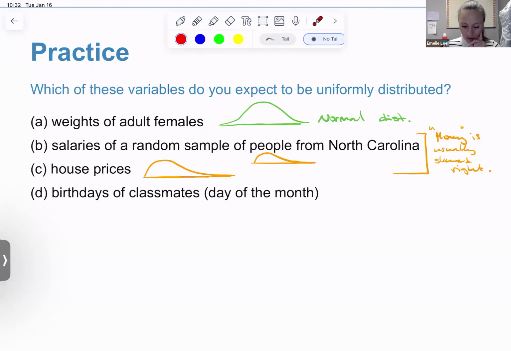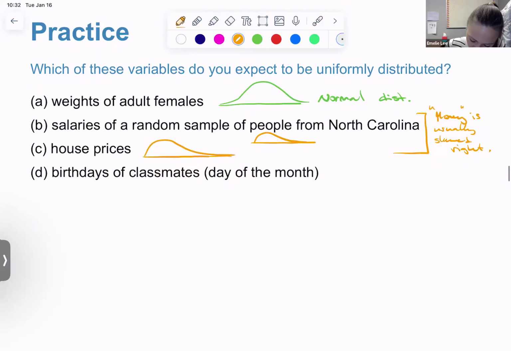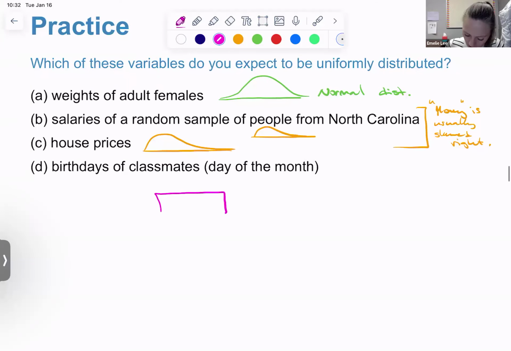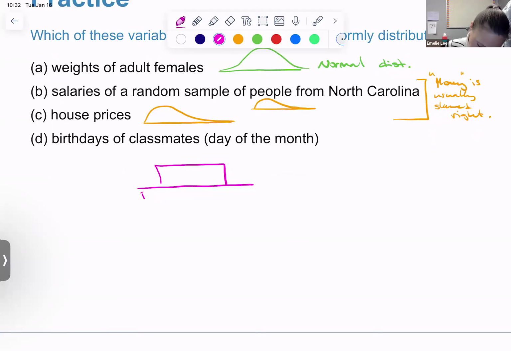Now, what about the birthdays of classmates? Is there a reason to think that when we talk about the day of the month, it would be anything but uniform? Probably not. There's nothing that says, oh, I know that most people are born on the second of the month. That's not a thing that we claim to have. And so what we would say is that this would probably be a relatively uniform distribution across the day of the month.